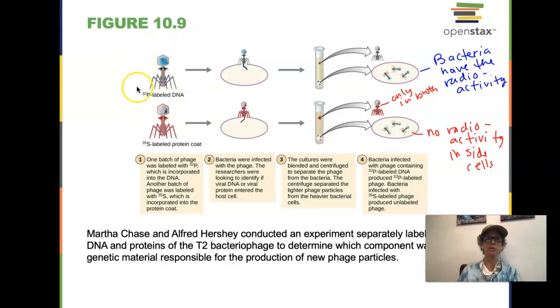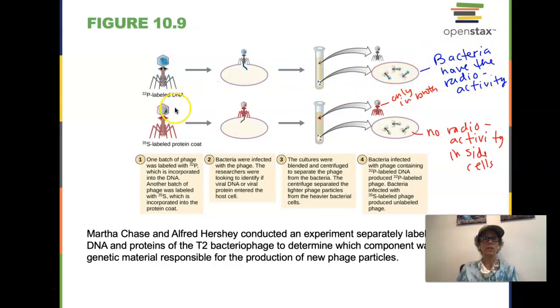So these viruses were specifically labeled to have radioactive DNA, and then that could be traced to see where it went. This batch of viruses were labeled with radioactive sulfur, so the proteins could be tracked. Mix the virus with poor little bacteria. It injects its nucleic acid. They were blended and centrifuged to separate the phage from the bacteria. And the lighter phage particles float and the bacterial cells sink. And when they look at what's in the bottom where the heavier cells are, the bacteria have radioactivity.